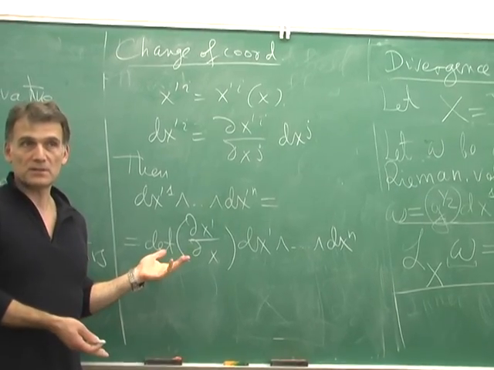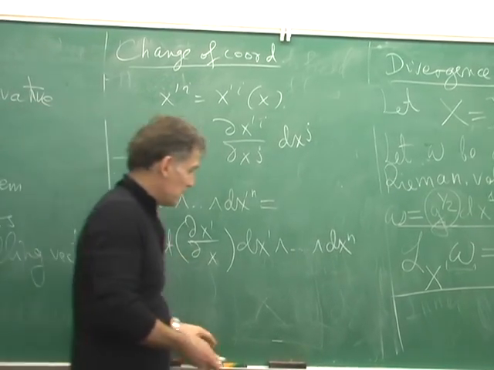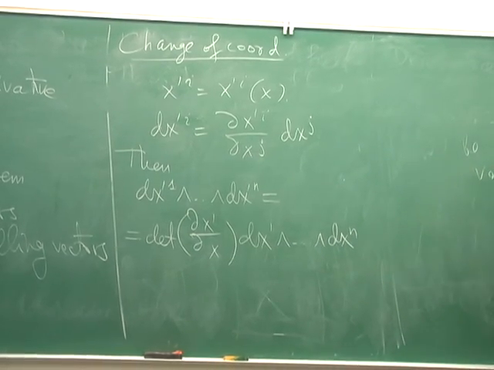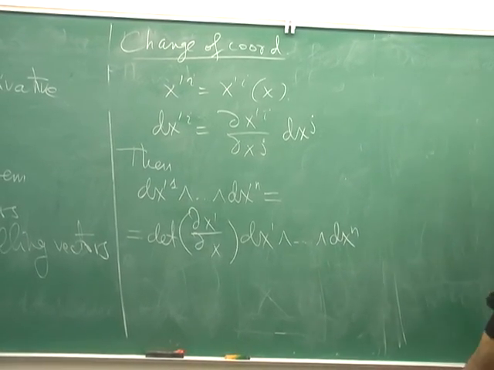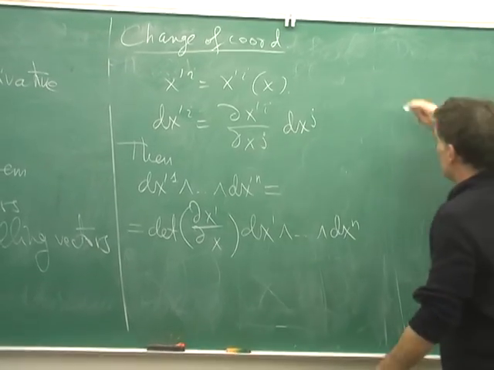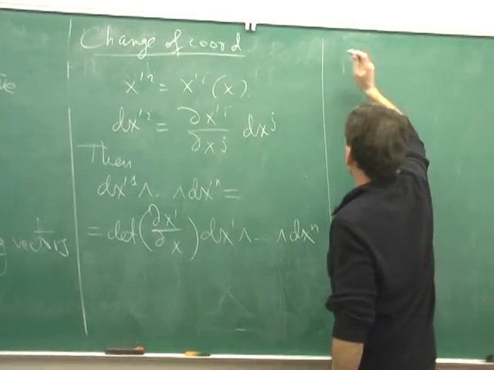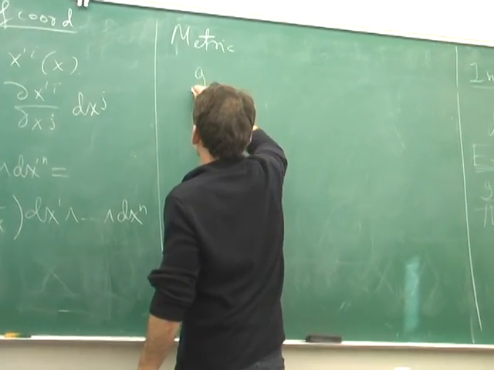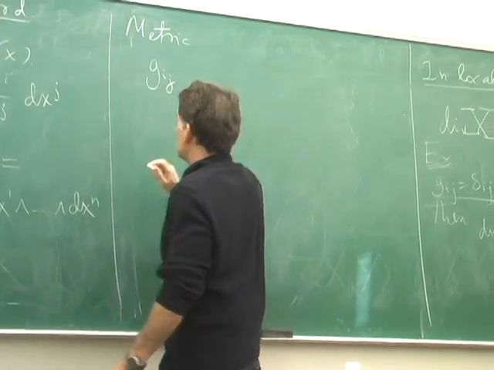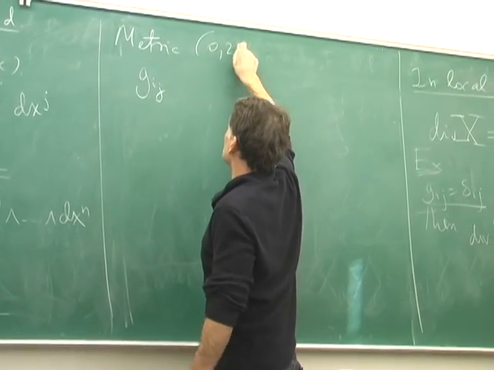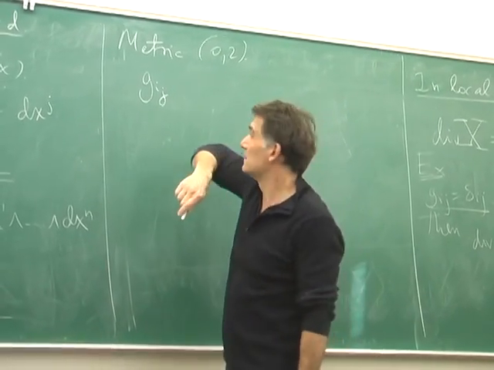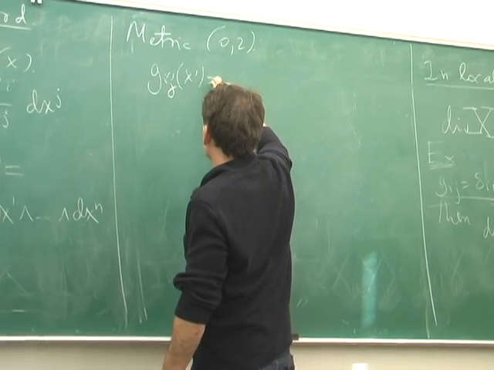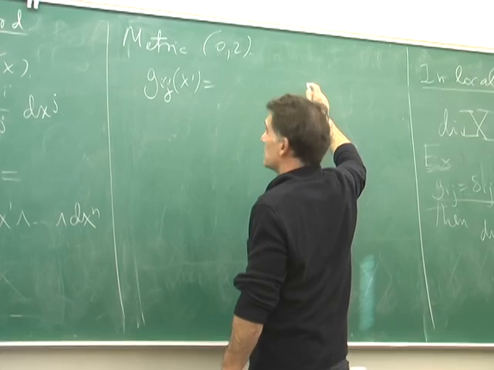Jacobian every time you change coordinates. But at the same time, the metric also changes. Well, if you remember, the metric g_ij, well, it's a tensor of type (0,2), a covariant tensor. So the metric in new coordinates will look like this.